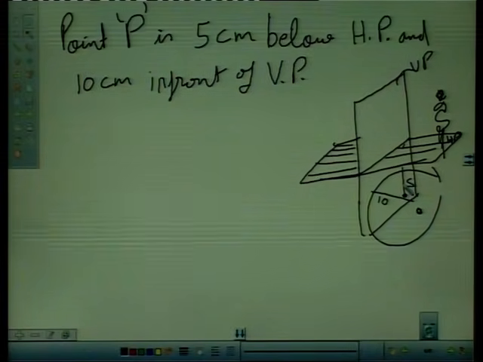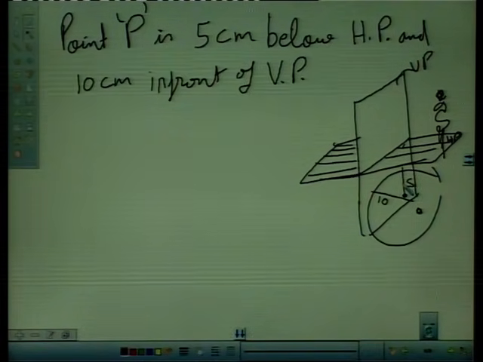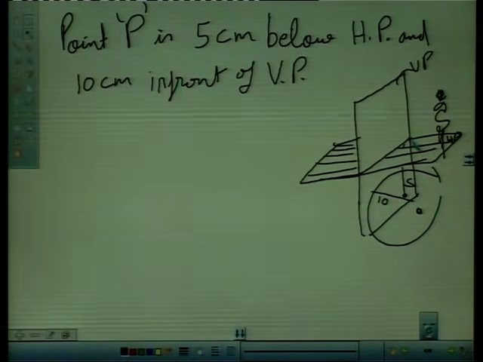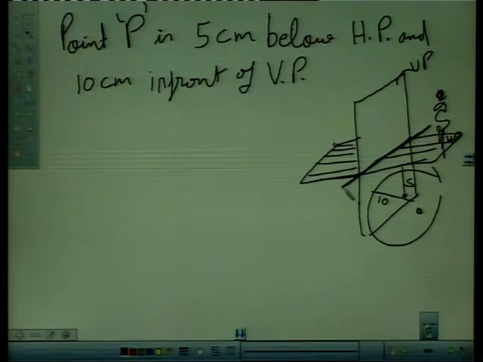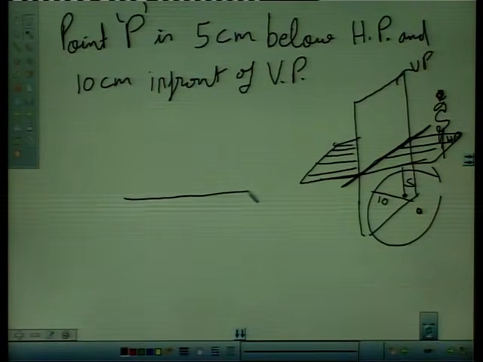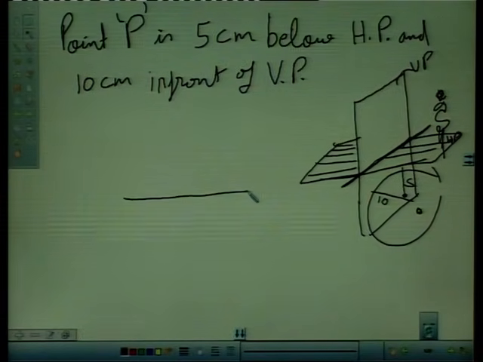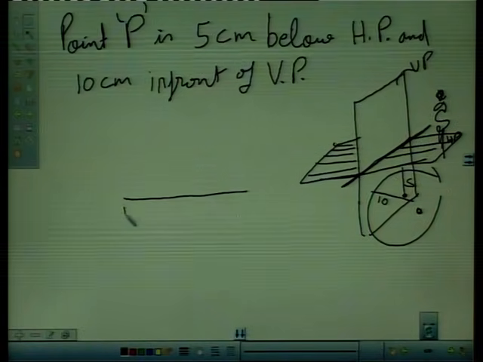Now, how to draw its projections? Again, start by drawing axis line, this line. This is our axis line. Now, by default we know vertical plane will remain parallel to the sheet. So we will draw first this vertical line, vertical plane.